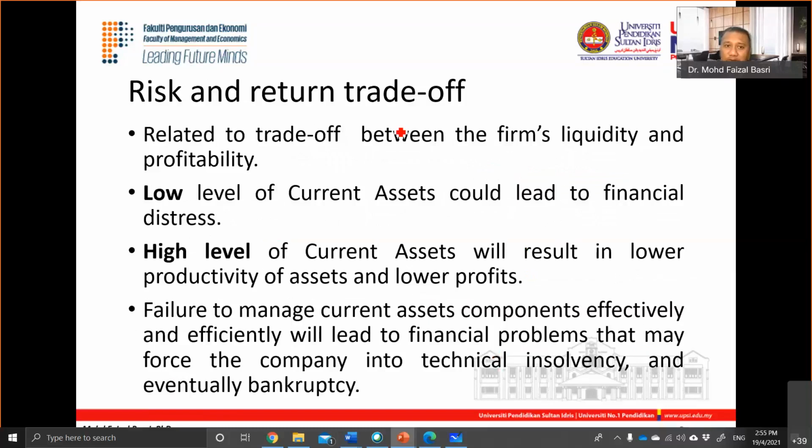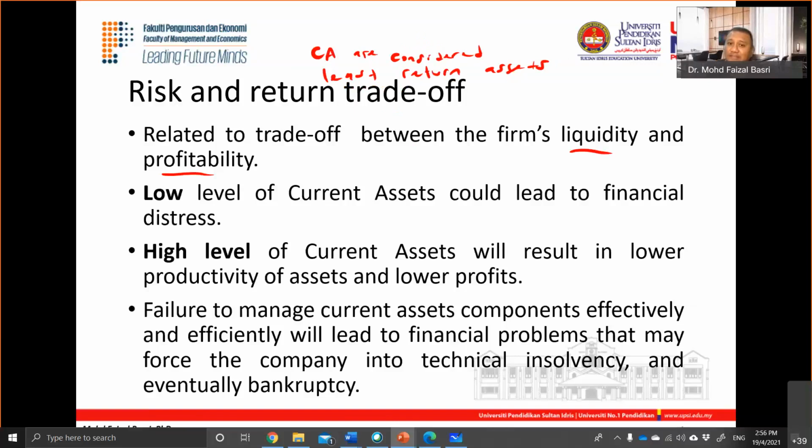So when we talk about risk and return trade-off, this is where you need to balance out between liquidity and profitability. I also mentioned before during our financial ratios topic, liquidity or current assets. Okay, current assets are considered the least return assets. Items under current assets, cash, for example. The one we assume the most is cash.